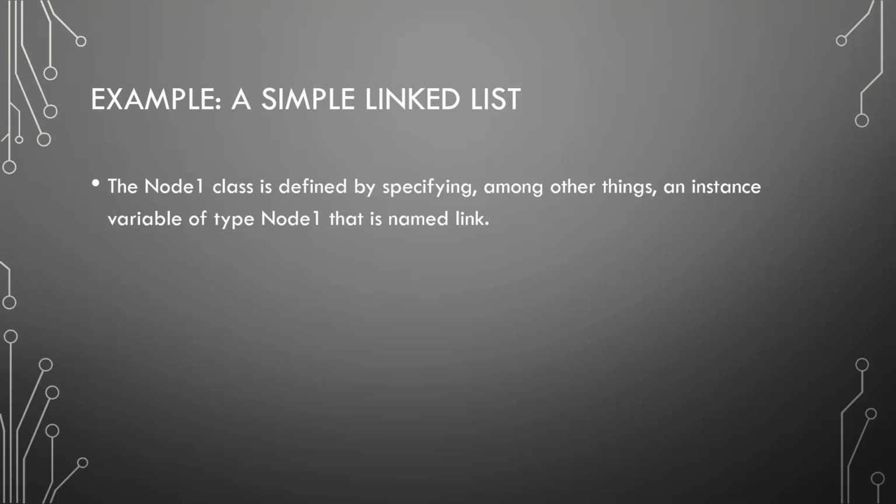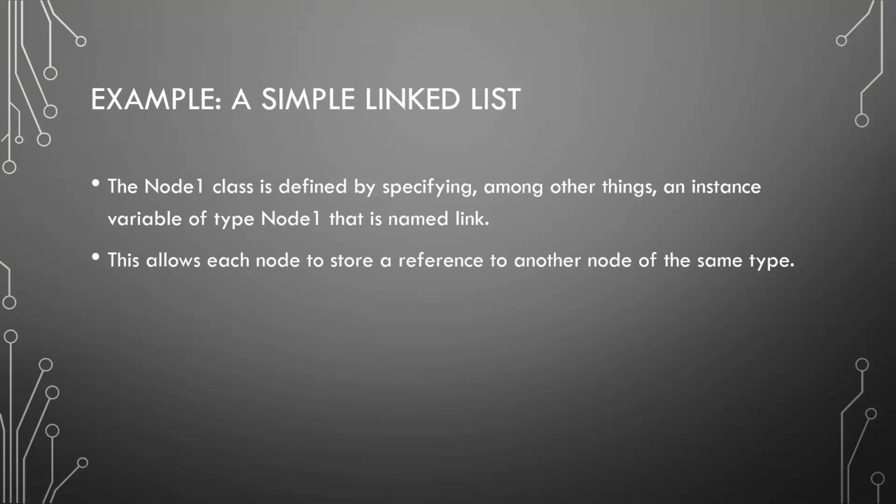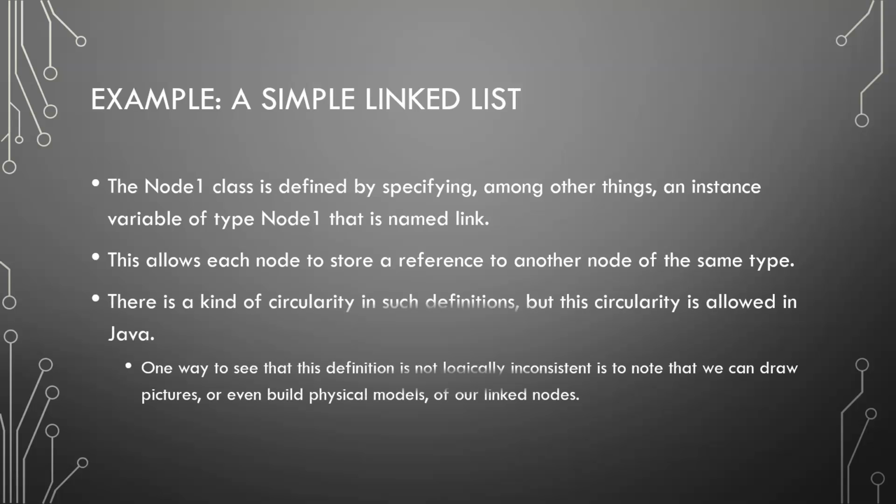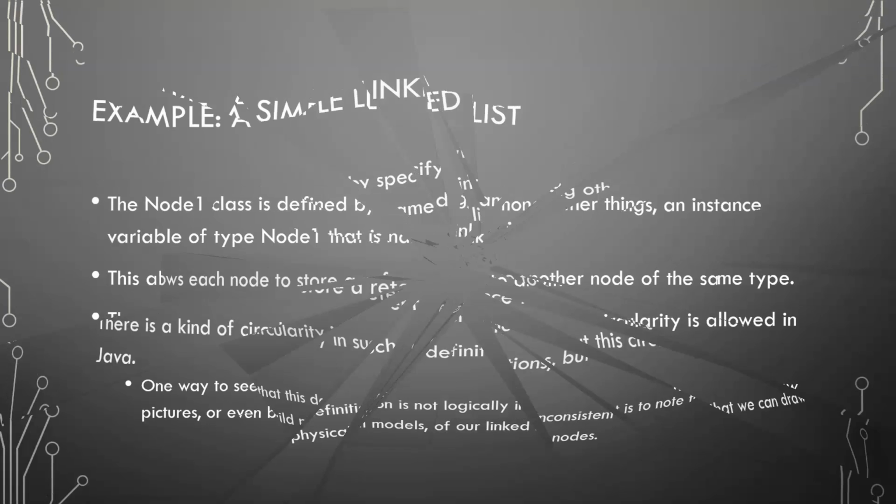The Node1 class, in our case, is defined by specifying, among other things, an instance variable of type Node1 that is named link. This allows each node to store a reference to another node of the same type. There is a kind of circularity in such definitions, but in Java, that's perfectly okay. One way to see that this definition is not logically inconsistent is that we can draw pictures or even physical models of our linked nodes. And that's a lot of times why we still use the diagrams, like back in the first slide, of the linked list structure.